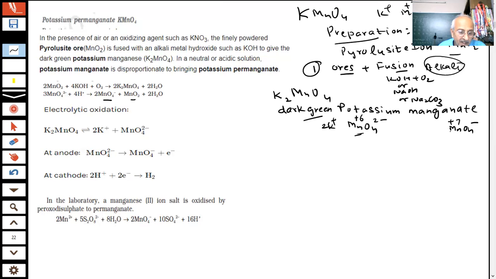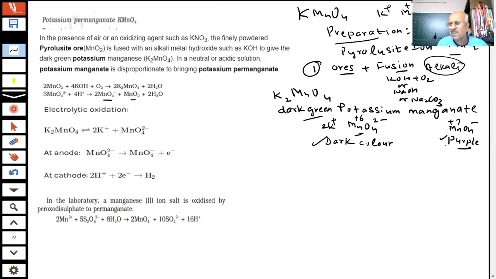When you see this, how will you know that it has undergone disproportionation? There will be a change in color. What is this color? Dark green. And what is the color of MnO4 minus? Purple. Purple and dark green. We have to remember these colors because this is a question based on color.